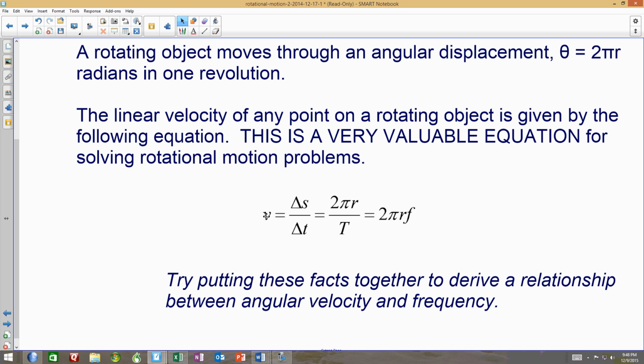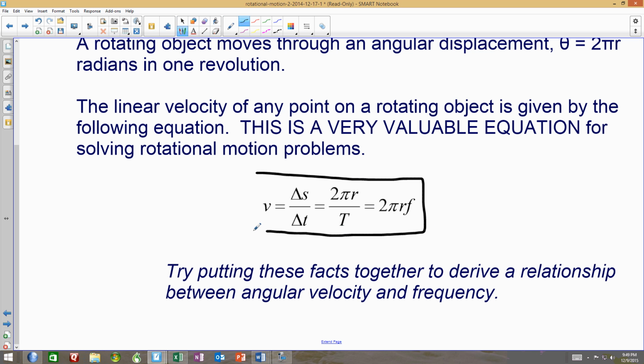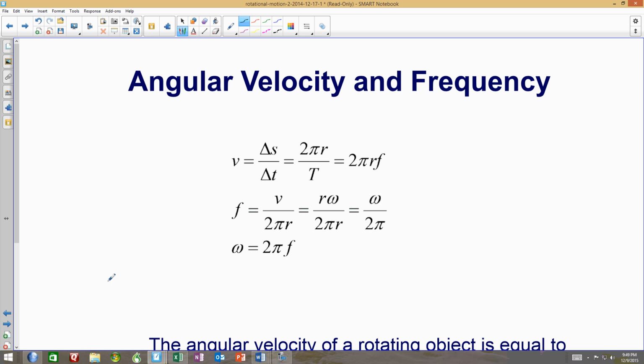The velocity is equal to the change in displacement divided by time. The displacement on a circle is 2 pi r over T, and remember this from circular motion. Okay, and we know that 1 over the time period is equal to the frequency f. So this is something that we have already seen before, this equation right here. We're learning a lot of new equations in this unit. Okay, so we just reviewed that the velocity is equal to 2 pi r f.